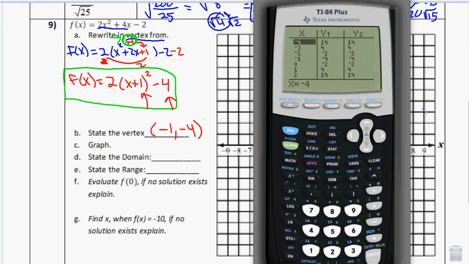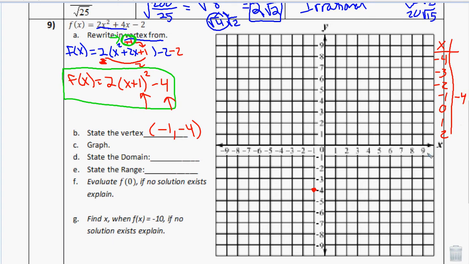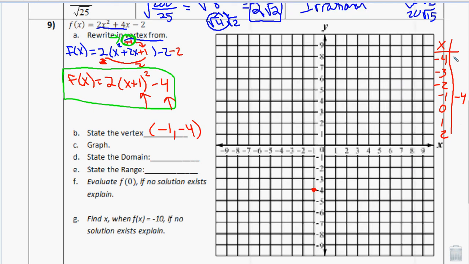Write down some of this information. I'm going to record x values from -4 to 2. I know at -1 the value is a -4. I forgot my other values. 14, 4, -2. 14, 4, -2, and then I see the symmetry. And now I can plot.